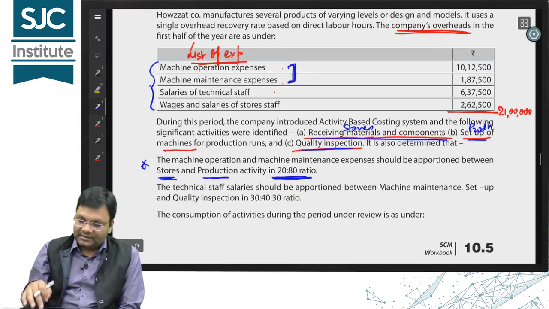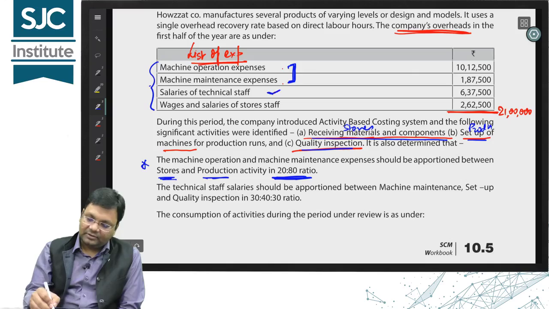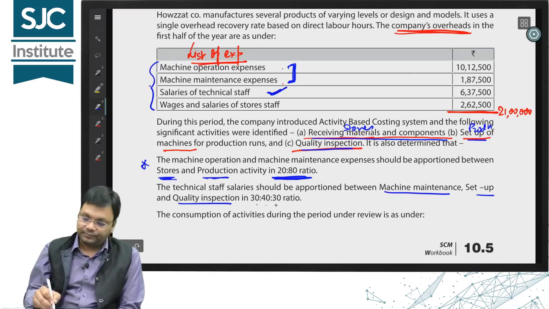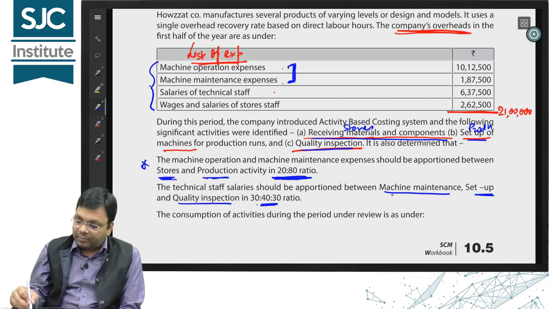Next, technical staff salaries should be apportioned between machine maintenance, setup and quality inspection in 30-40-30 ratio. So what is the new thing here? See, it is being apportioned in setup and quality inspection, that is fine. 40 or 30, it's fine. But the point is, it is being apportioned to machine maintenance.